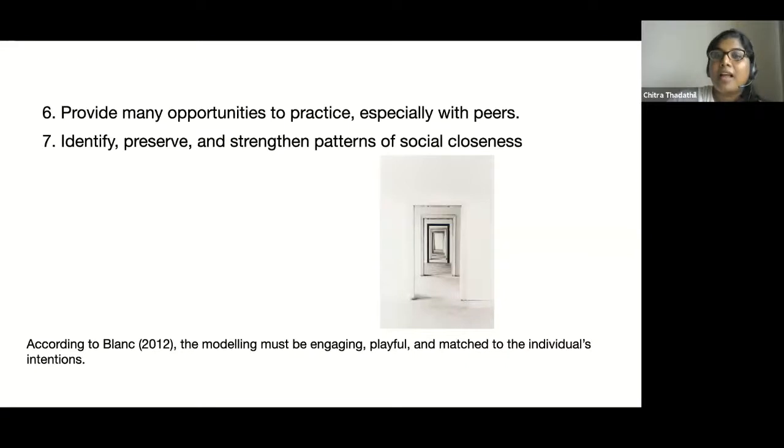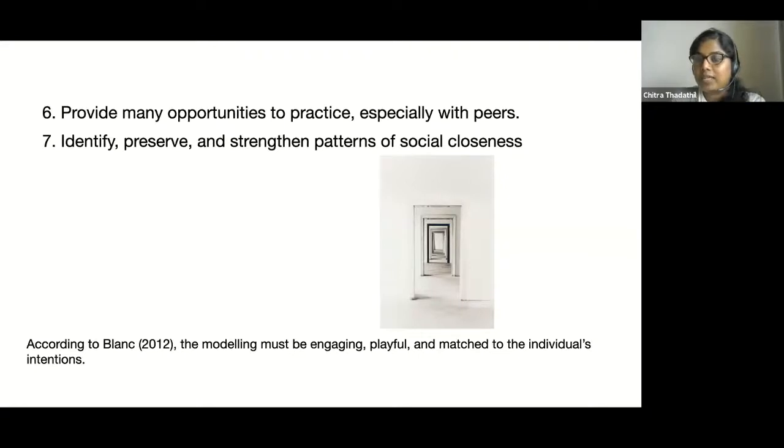Identify, preserve and strengthen the patterns of social closeness. Probably some children like roughhousing, like coming and falling on you all the time. They like to push you. They like to do pillow fights with you. They like to do cycling. So see what in the child brings that social closeness with you, and try to preserve that.